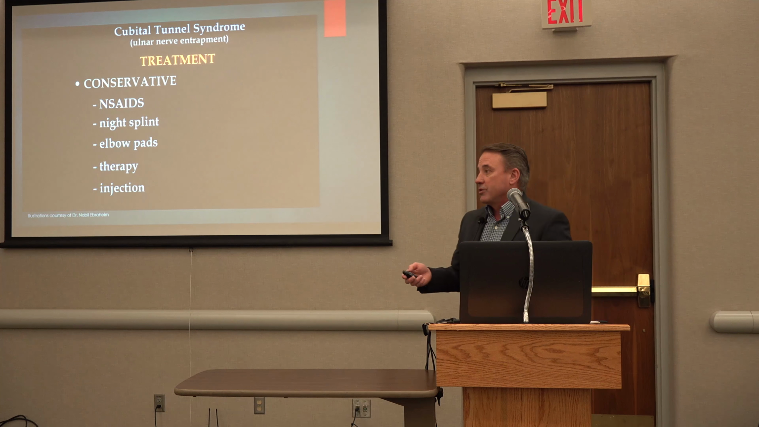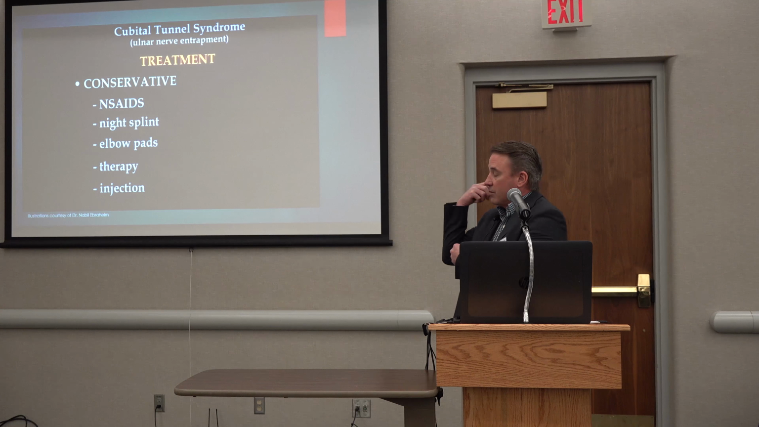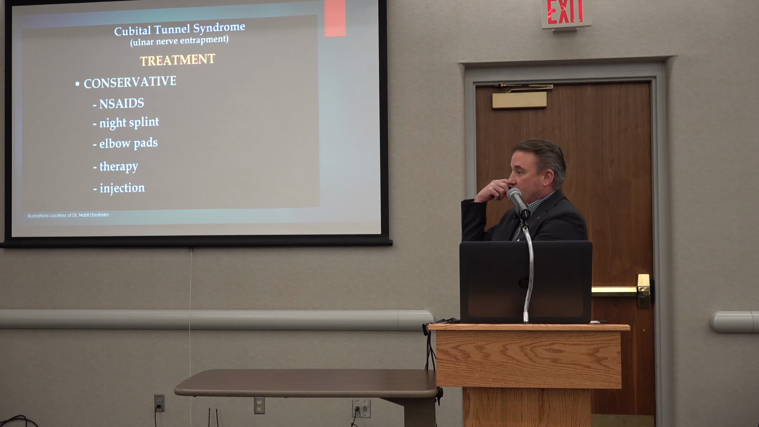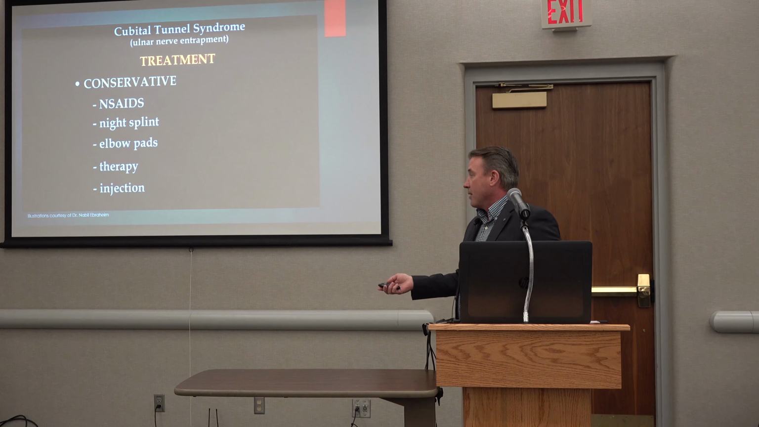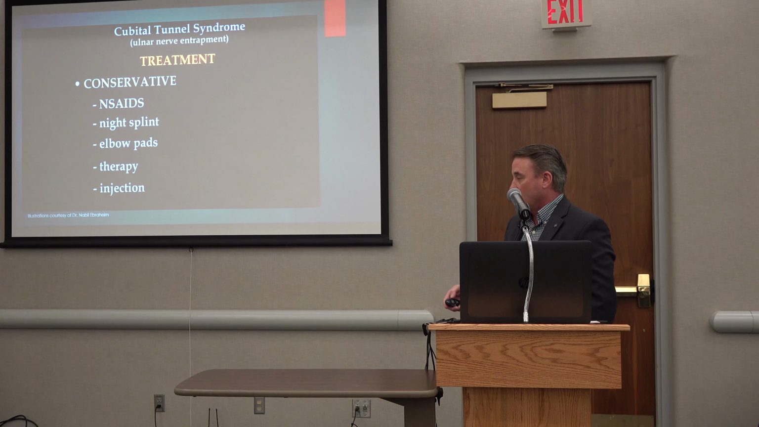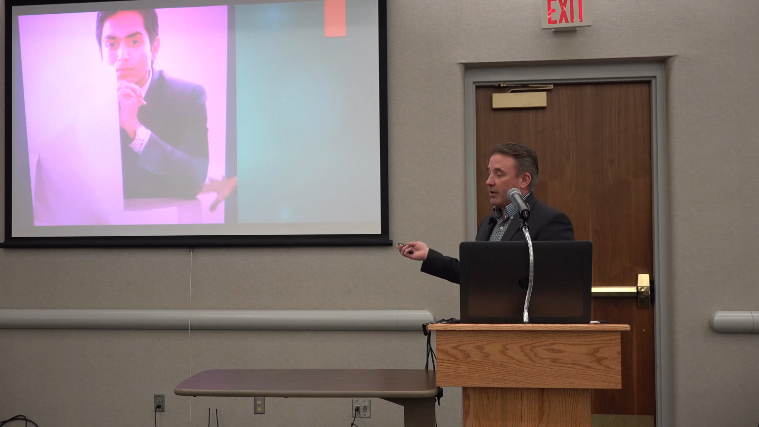Treatment: stage 1, early stage 2, we like to treat conservatively. Night splints to keep their elbow straight at night so they don't stretch the nerve and devascularize the nerve with constant elbow flexion. Elbow pads so they don't bump it. Therapy: I'll show you some of what we call ulnar nerve flossing exercises to help get the ulnar nerve gliding so it doesn't scar and stick down. And injections, I don't inject for cubital tunnel. There's a risk of nerve injury and there's not much benefit to them.